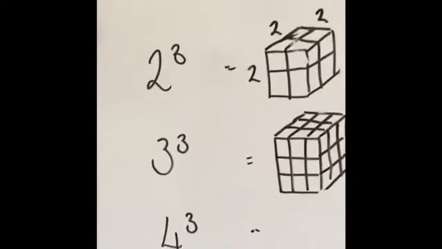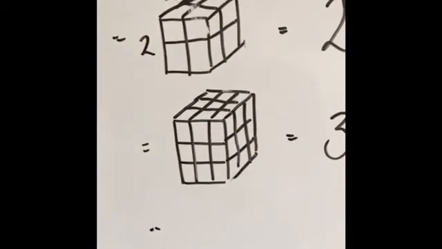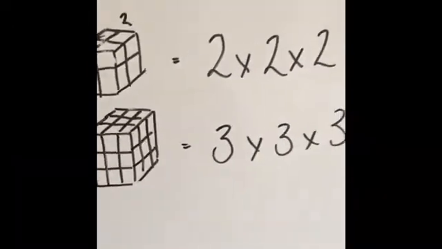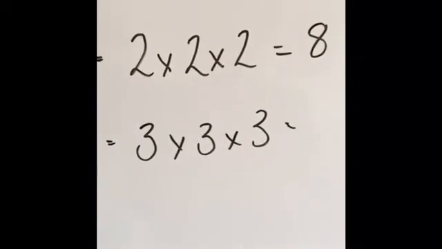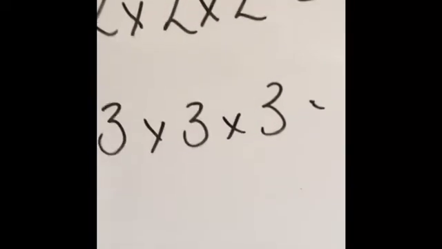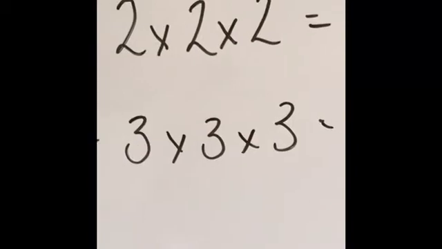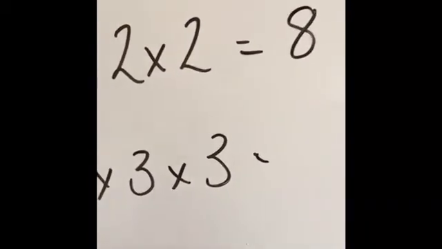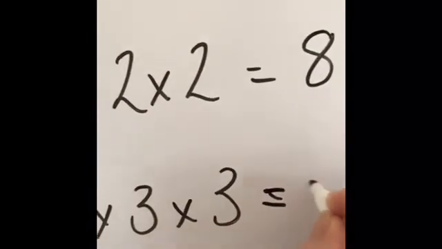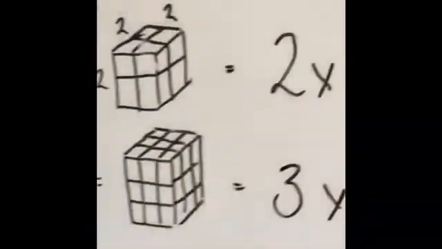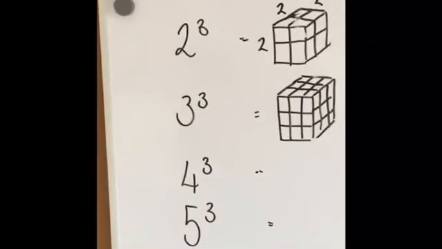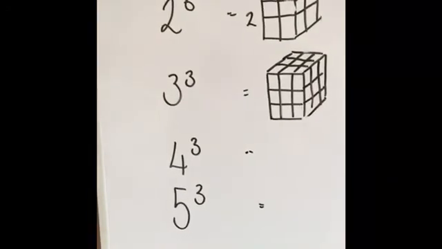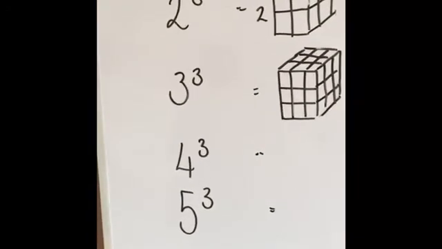Then we've got 3 cubed, represented here in my diagram. 3 multiplied by 3 multiplied by 3. So we know that 3 times 3 is 9. 9 times 3 equals, who can tell me first? 27.